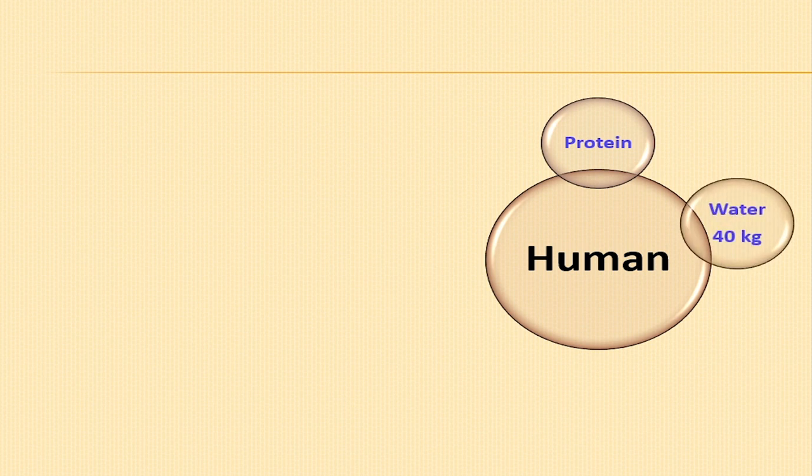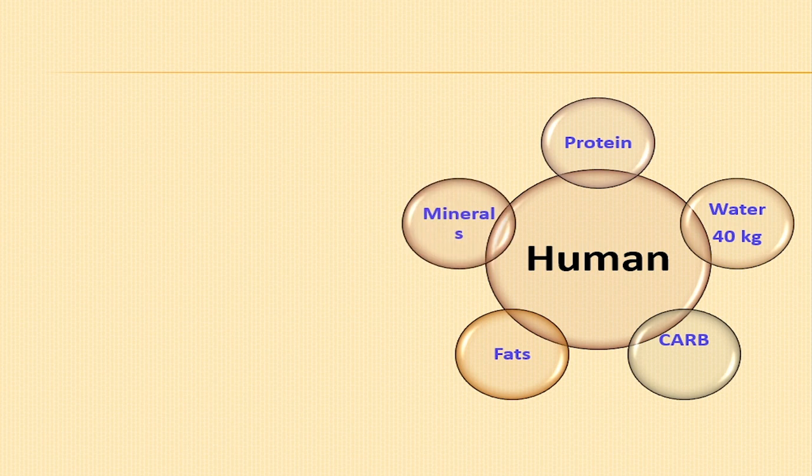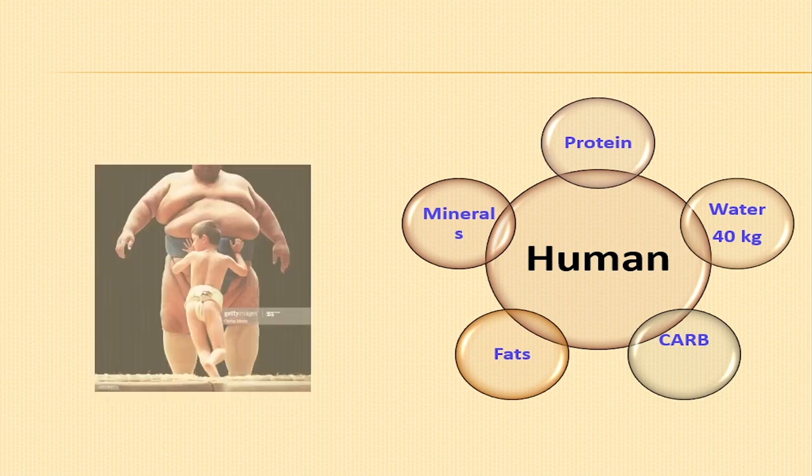So if we see, human is composed of protein, human is composed of water, human is composed of carbohydrates, human is composed of fats and minerals. So human is composed of five different types of components, including protein, water, carbohydrate, fats and minerals.